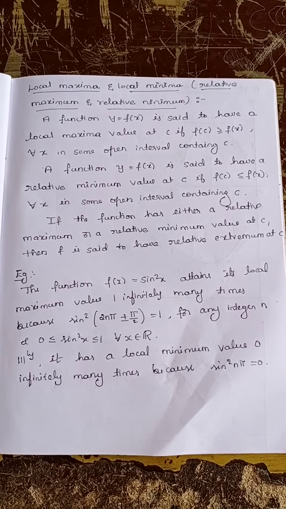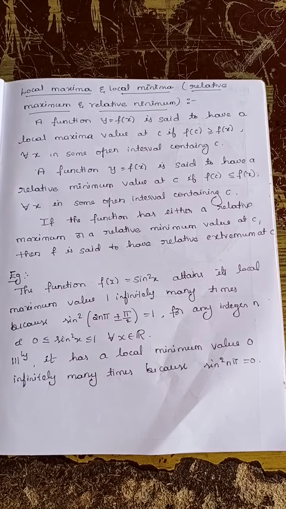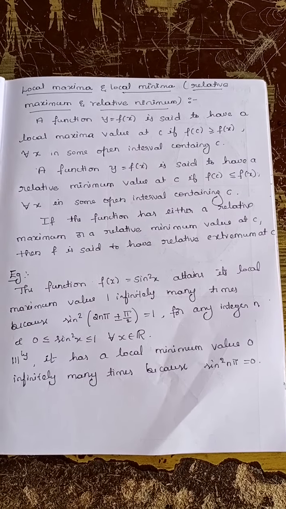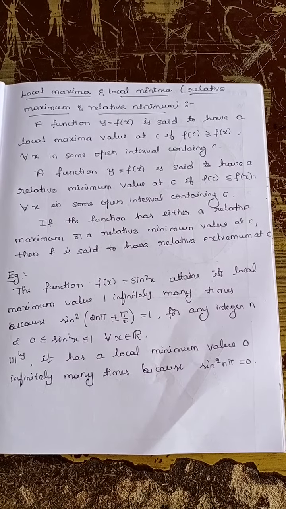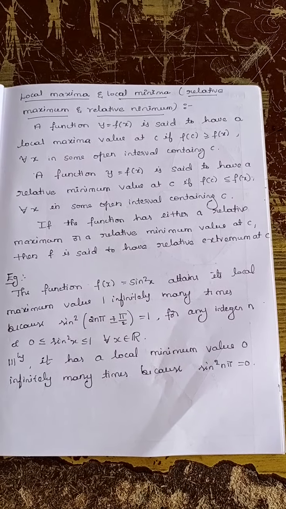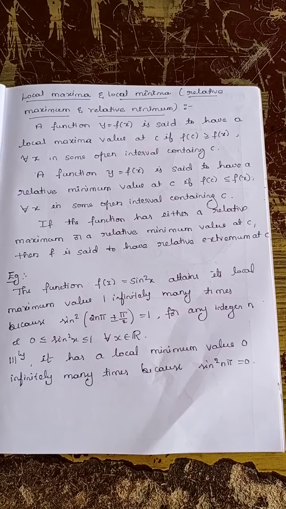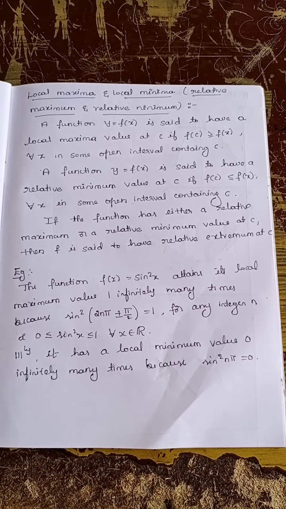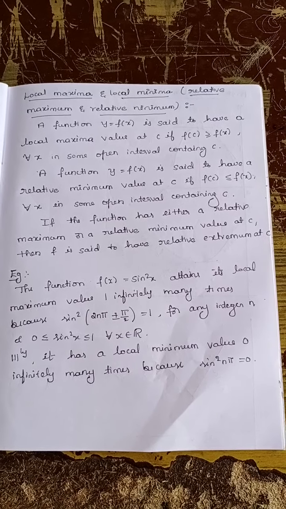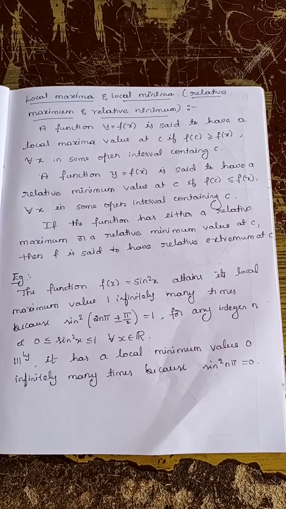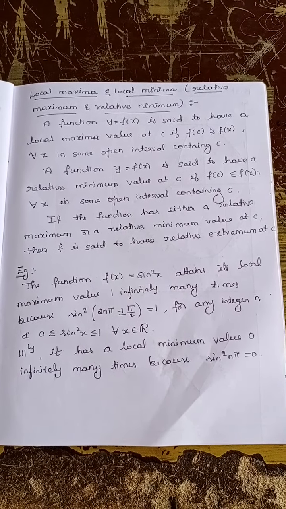Next is about local maxima and local minima, also called relative maximum and relative minimum. A function y is equal to f of x is said to have a local maxima at c if f of c is greater than or equal to f of x for all x in some open interval containing c. And a function y is equal to f of x is said to have a relative minima at point c if f of c is less than or equal to f of x for all x in some open interval containing c. If the function has either a relative maximum or a relative minimum at c, then f is said to have a relative extremum value at c.